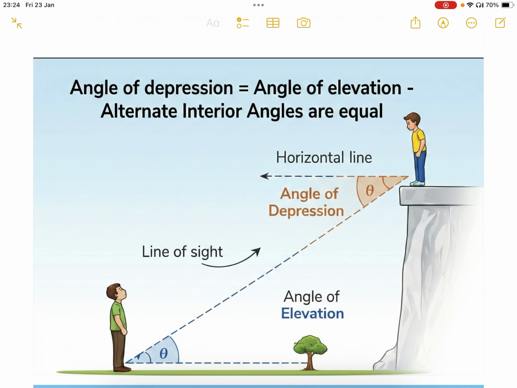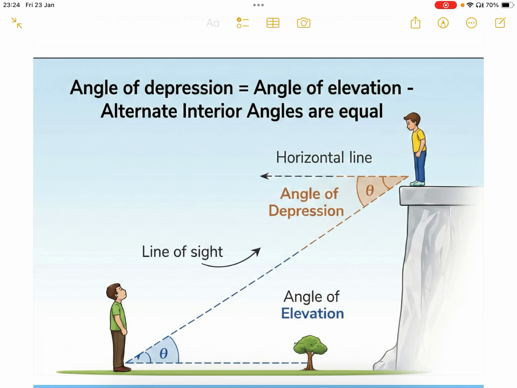Now see, one person is standing, and there is one green line, and the tree is also there, and a boy is also standing. That is called the ground level line. So that's ground level, and another dotted line at the top is marked as the horizontal line. These two lines are parallel, and a dotted line connecting these two people diagonally across is called a transversal. When a transversal intersects two parallel lines, alternate interior angles are formed.